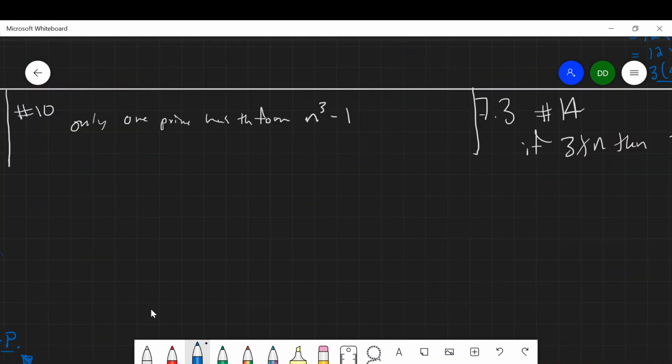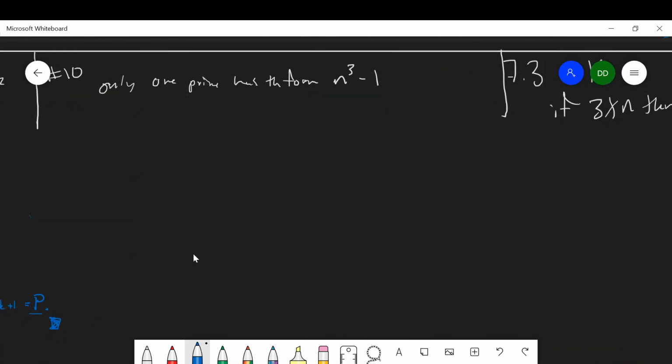Let's move along. Question 10, only one prime has the form n cubed minus 1. So it's almost like the kind of an opposite of the last problem. Last one, every prime except for 2 had that form. This one, only one prime has this form. So we're going to try and investigate this the same way. I'm going to assume that n cubed minus 1 is prime and just see what consequences of that are there. So assume n cubed minus 1 is prime. What happens?